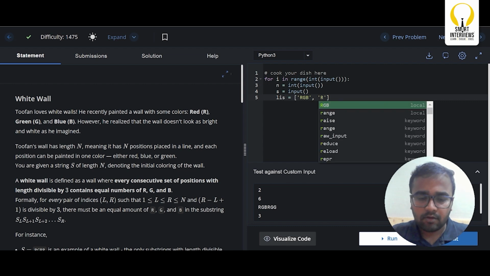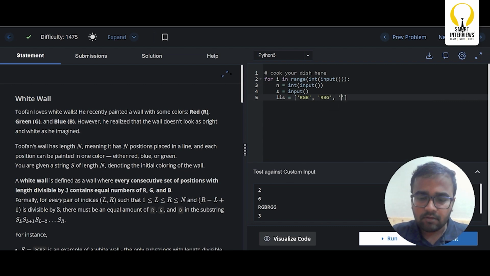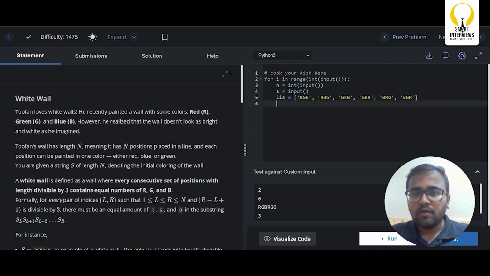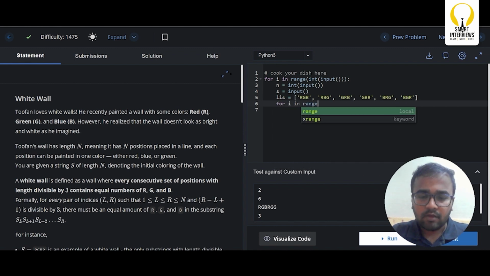then RBG, GRB, GBR, BRG, and BGR. So these are the patterns. Using these patterns, we are going to generate strings, and with respect to those generated strings, we will take the minimum. So for that, let us create strings using these patterns.